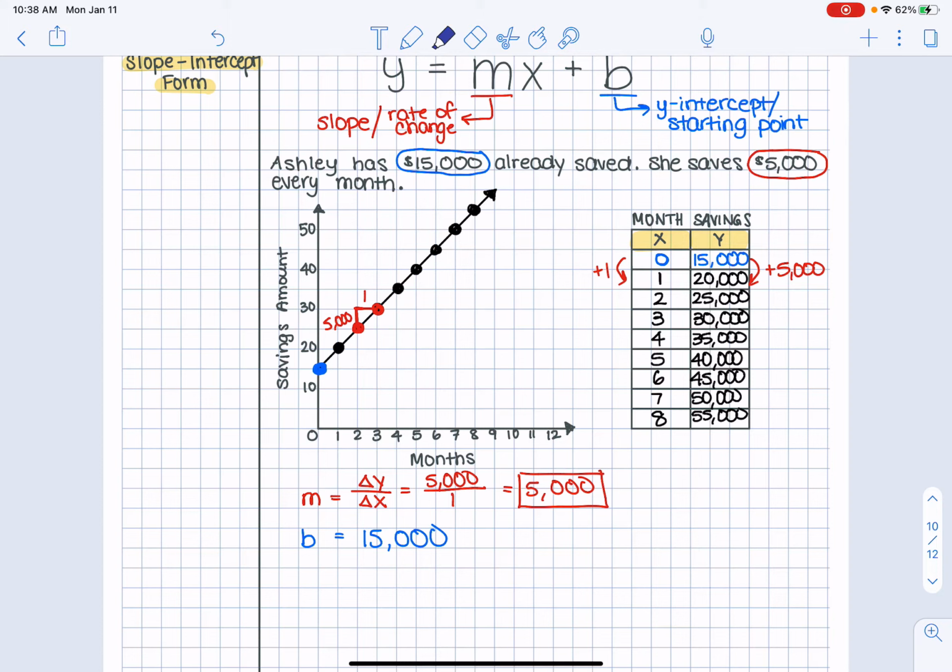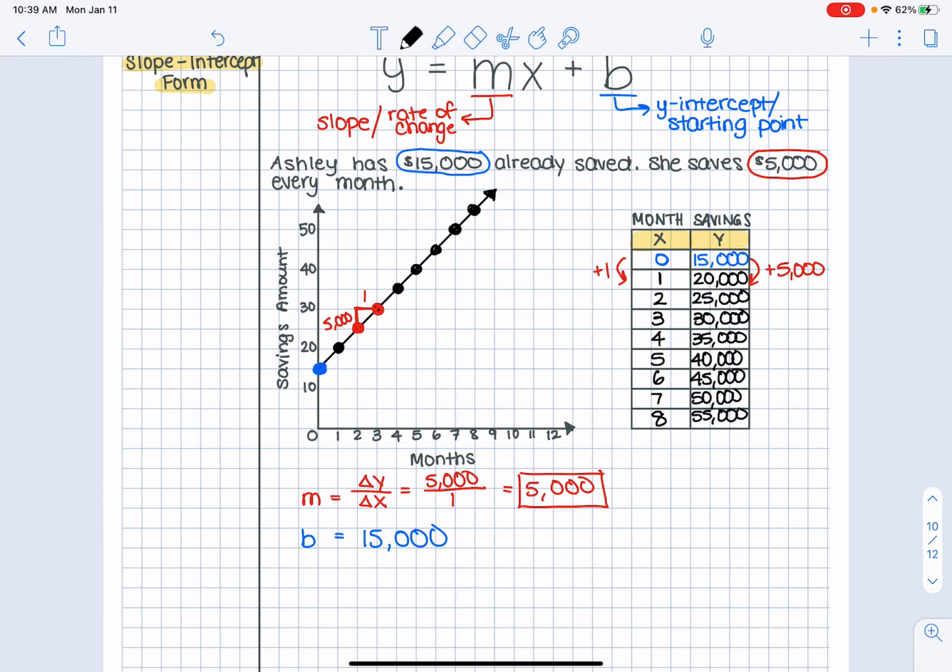And we see that in the word problem here. We see that right here on the graph, and we see that right here on the table. There's 3 places where we can find that. All right? So now that I know what my m is and I know what my b is, I know what my slope is, I know what my y-intercept is.